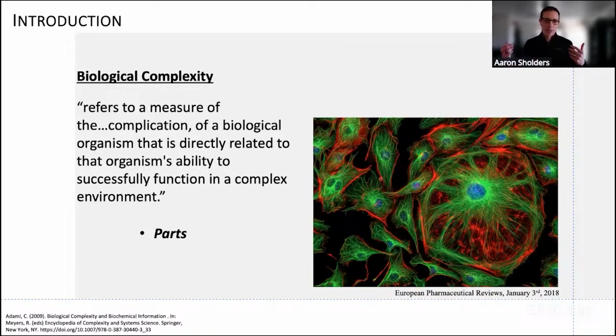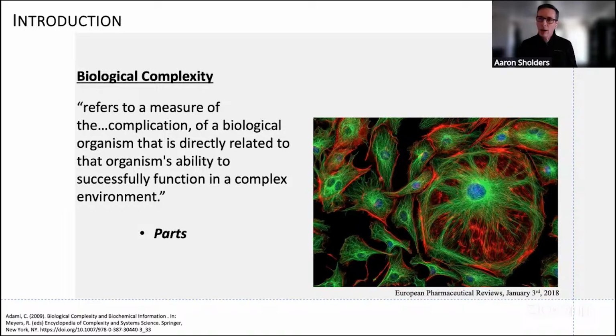Biochemists think of the parts as being macromolecules. There are four classes of what we call macromolecules, and macromolecules are large molecules. Proteins are macromolecules. Nucleic acids, which are DNA and RNA, are macromolecules. Lipids are macromolecules, and the carbohydrates are macromolecules. Okay, so cells are made up of parts.